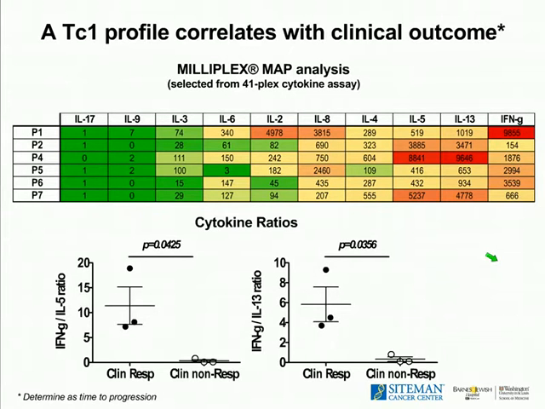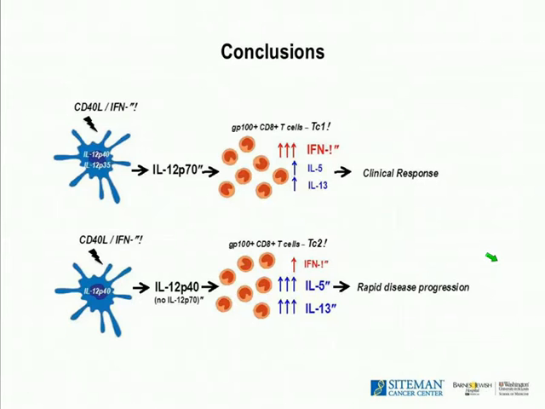And then in summary and as a conclusion, it looks from our studies that IL-12 p70 is important for the priming, at least in metastatic melanoma. That leads to the generation of a TC1 response, and that TC1 response turns into a clinical response. In the absence of IL-12, you get more of a TC2 response, and that leads to rapid disease progression.